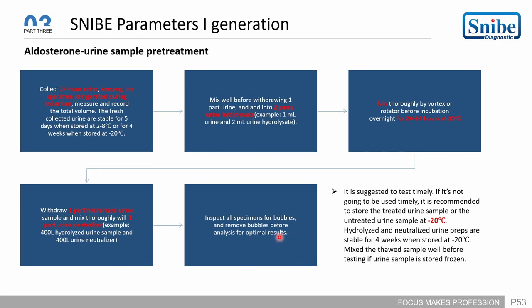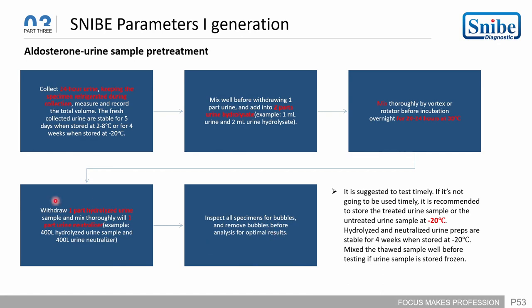So it is suggested to test in a timely manner. If it's not going to be used in time, it is recommended to store the treated urine sample and untreated urine sample at minus 20 degrees centigrade, because the hydrolyzed and neutralized urine preparations are stable for 4 weeks when stored at minus 20, and mix the thawed sample well before testing if your urine sample is stored frozen.